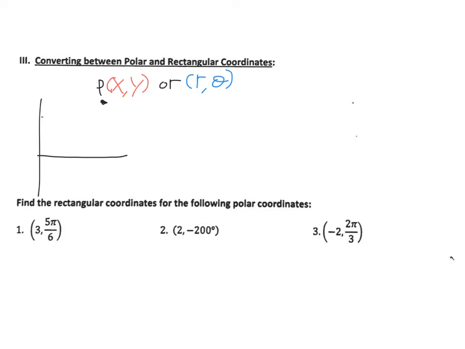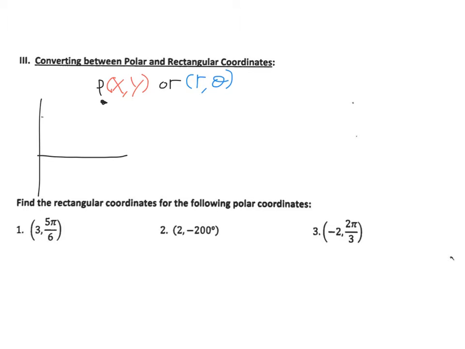Alright guys, in this video we're going to start with polar coordinates and convert them back to rectangular coordinates, where it's x and y. There are a couple of basic formulas we're going to use, and to derive them we're going to go back to drawing right triangles.